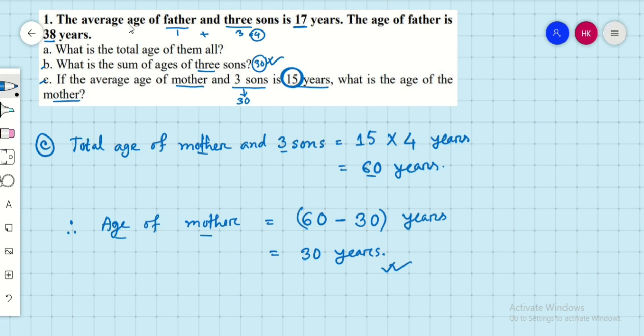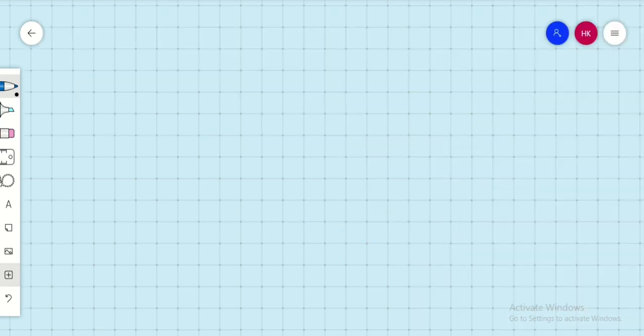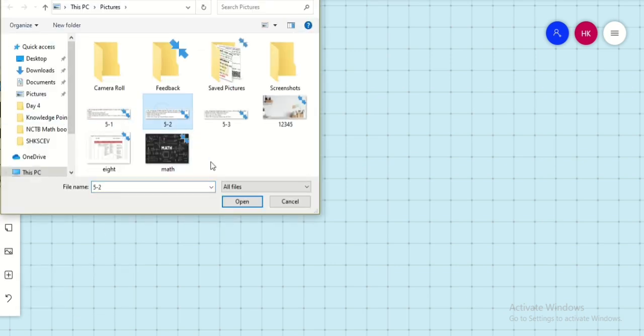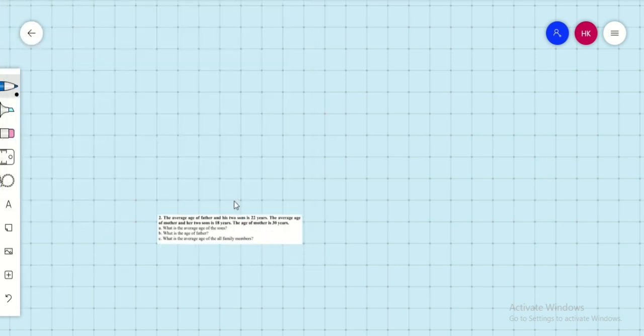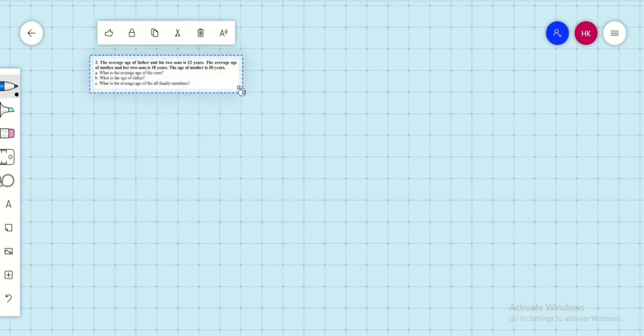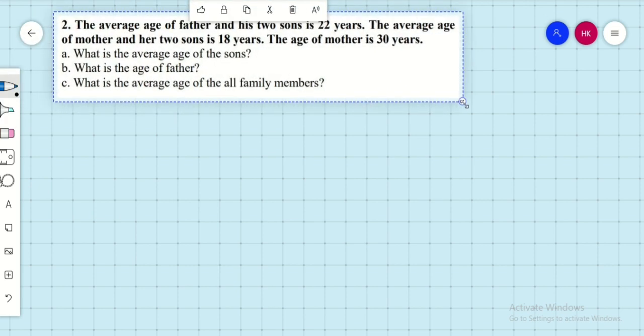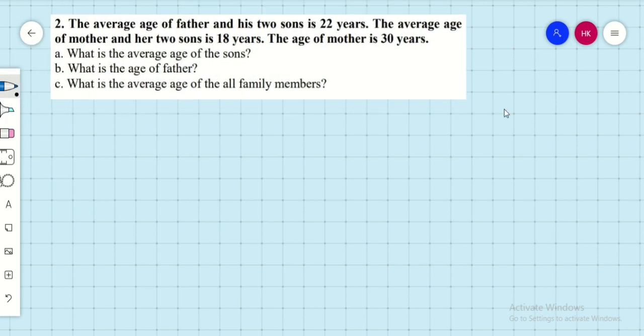Now we want to move on to our next question, question number 2. So let's find question number 2. On the screen you can see the question. Now you can see better. Read the question first. This is pretty like number 1. So I just want to solve number A at first.